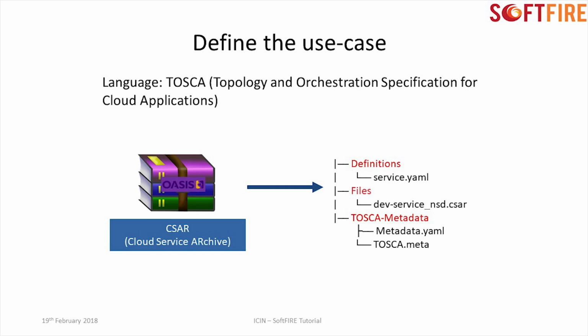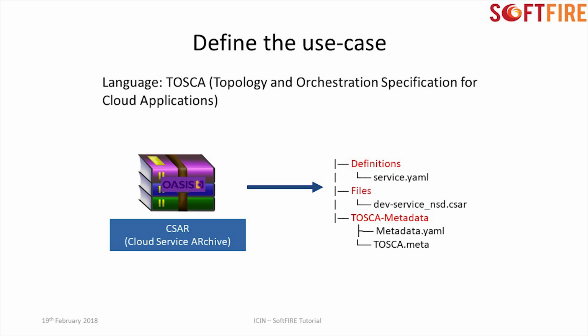We have to define the experiment, and we have to use a language that the SoftFIRE platform will understand. We use the TOSCA language, that is the Topology and Orchestration Specification for Cloud Applications, and this definition written in TOSCA language will be placed inside a CSAR archive. A CSAR archive is a zip archive that has a precise folder structure.